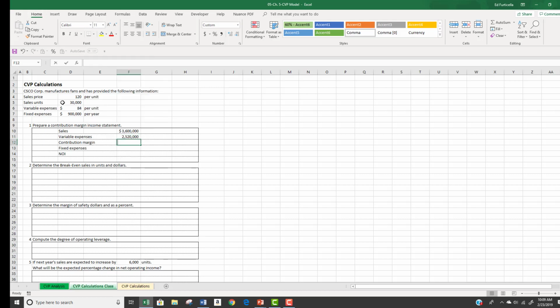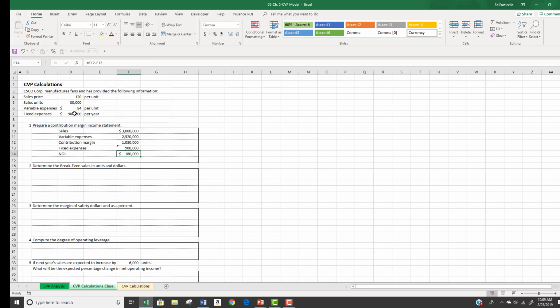Underline it, subtract the two, and you're going to get your contribution margin. Contribution margin is $1,080,000. These are the funds that are going to be used to cover fixed expenses and contribute to NOI. Our fixed expenses are a total of $900,000 a year. Again, we put a single line, subtract fixed expenses from the contribution margin. You get $180,000. That's your net operating income. We're done with that. All right, let's move on to problem 2.